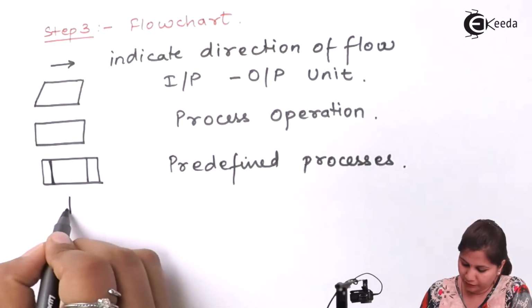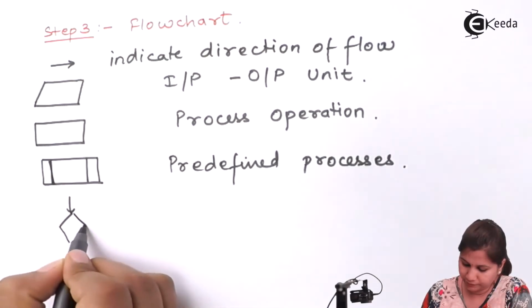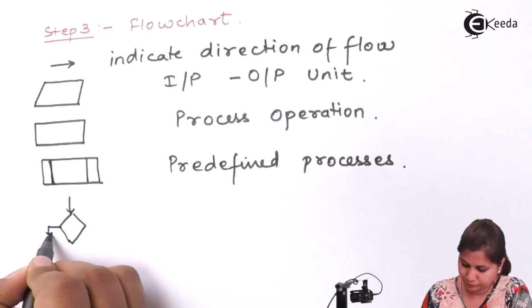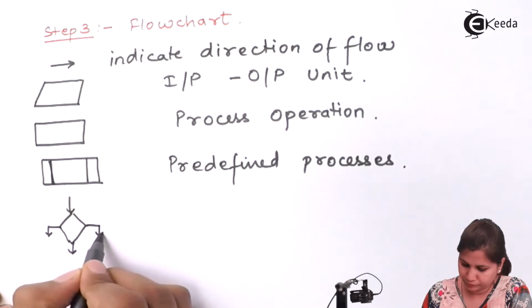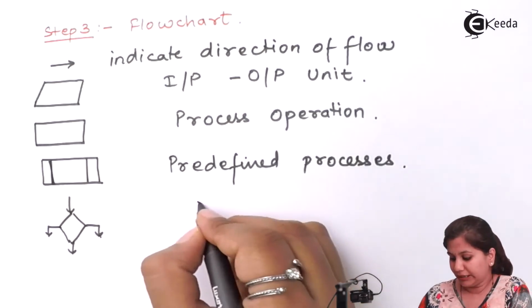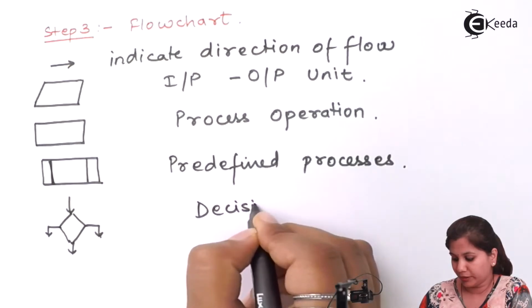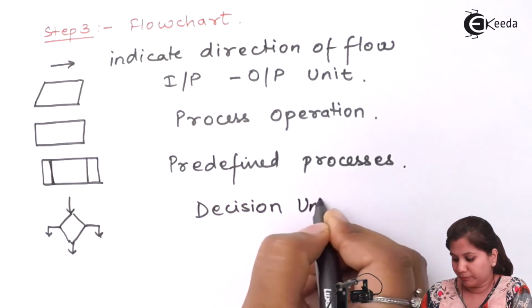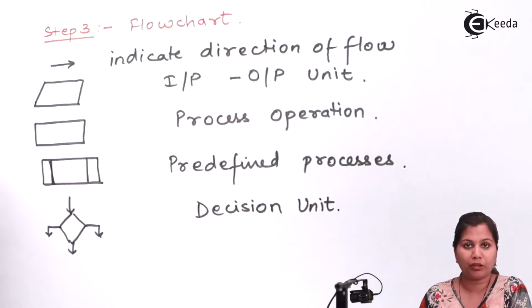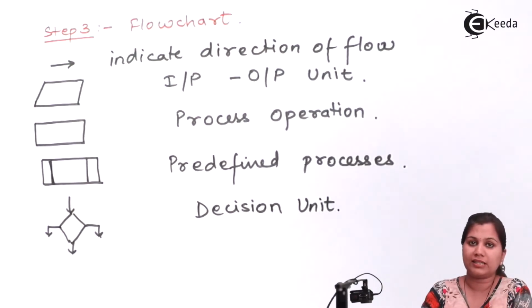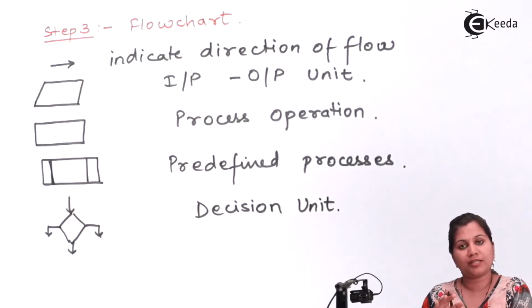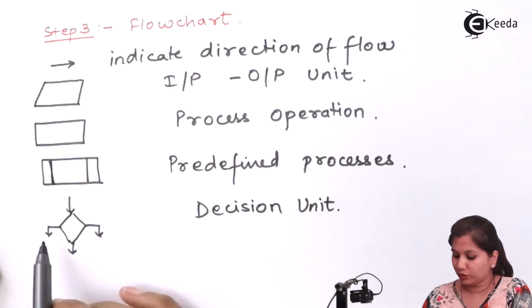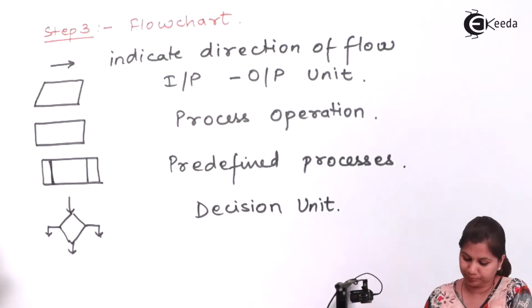So these are the predefined processes in the microcontroller. After that, you are having the diamond unit. This diamond unit is the decision unit. Whenever you are placing some conditions in the program, that if this condition is true, then this will be done. If this condition is false, then this operation is to be performed. So this is the decision unit.